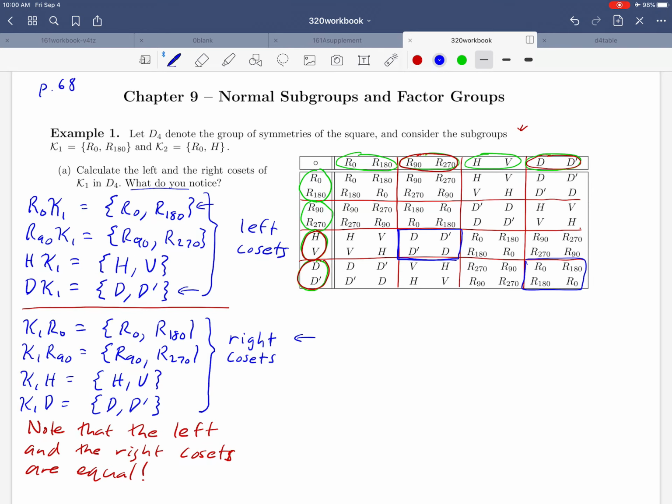Another thing that's interesting is what happens if you consider the coset that contains R0 and R180. If you multiply that by any other coset, you get the same coset back again. So R0, R180 times HV gives us the 2 elements H and V. So that coset is behaving like an identity element. Does this behavior remind you of anything that you've seen before? It looks like these cosets form some sort of a group. I'm going to write that down.